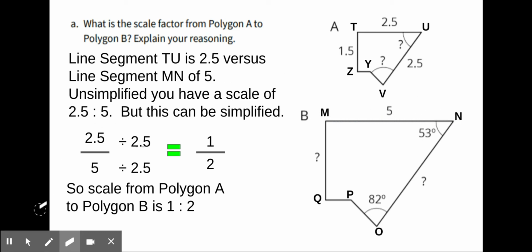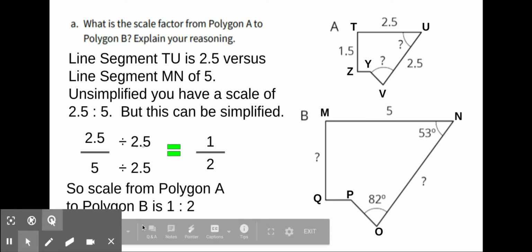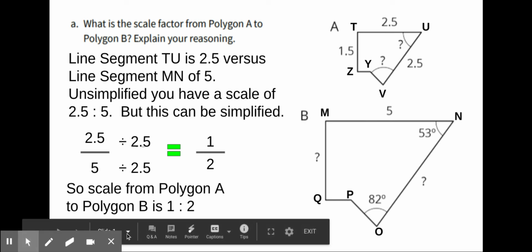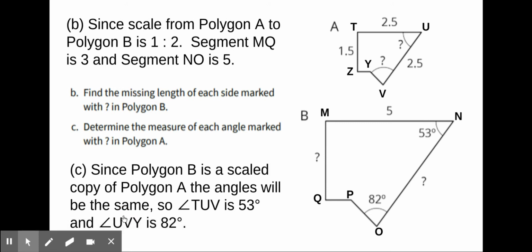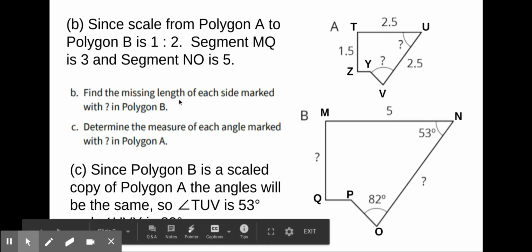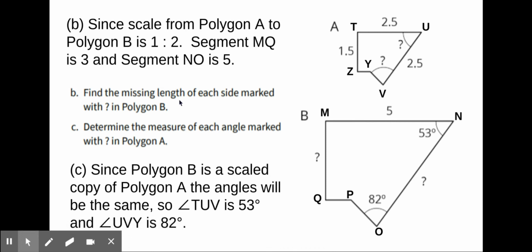Now, let's talk about a few other questions here. Bring back my pointer and go to the next slide here. All right, slide 2. Now, the second question says, hey, find the missing length of each side marked with the question marks in polygon B. Well, what I did is I added some points to my slide here to make it a little bit easier to find missing lengths and everything like that.